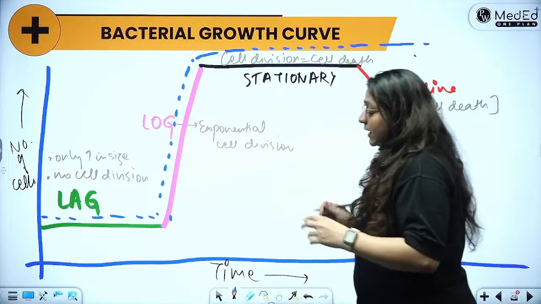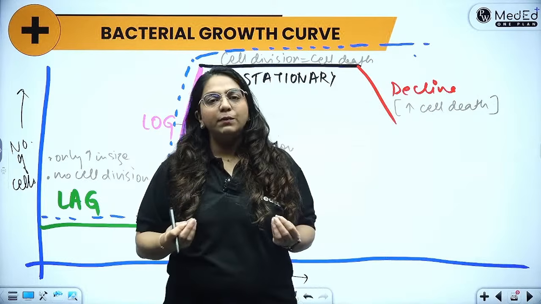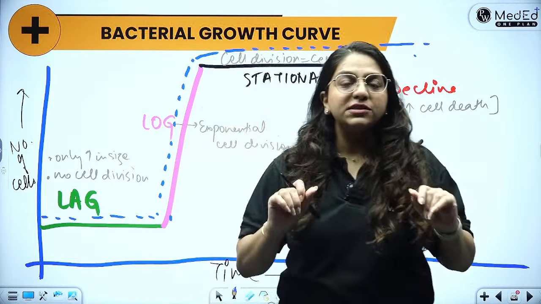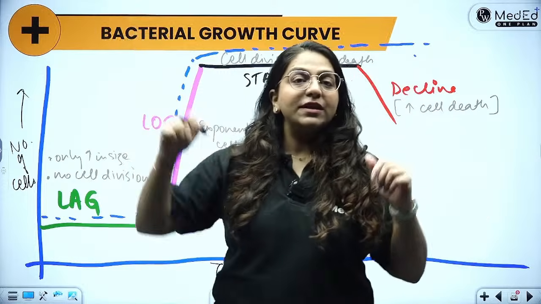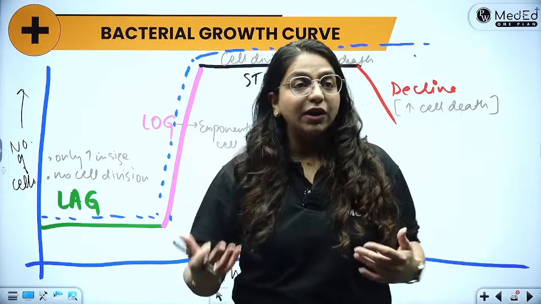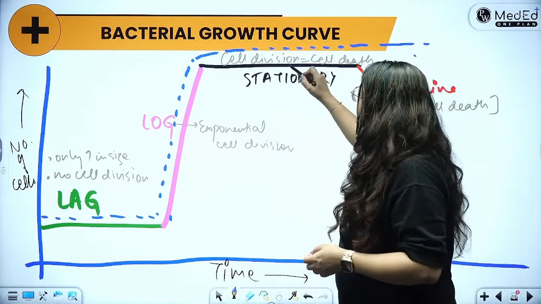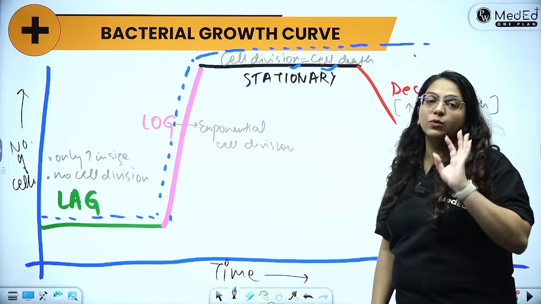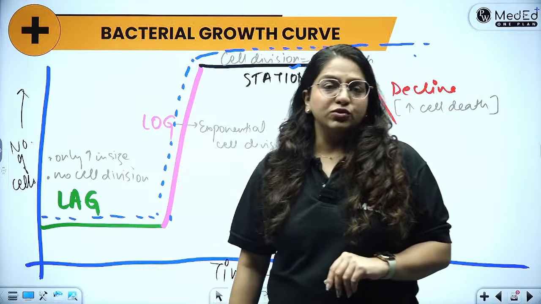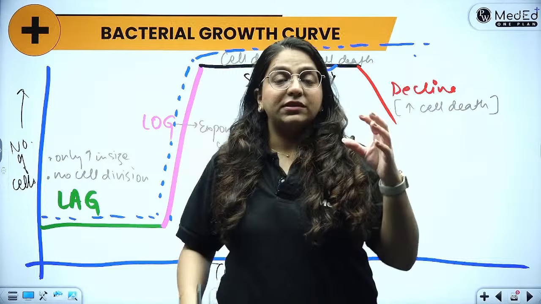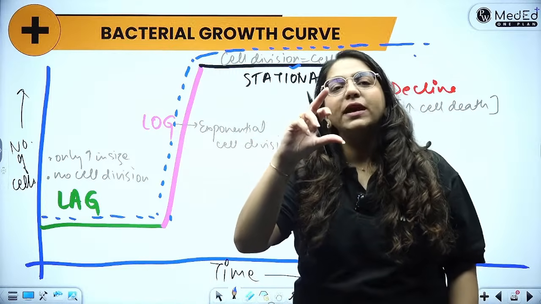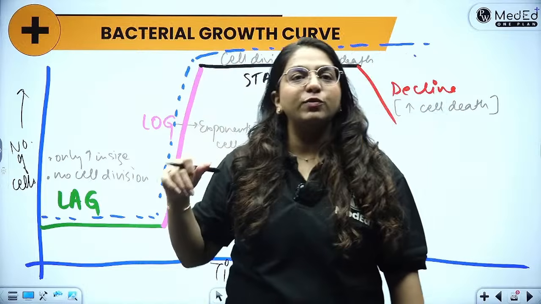Now, a time will come when nutrition will start depleting, because in that test tube the amount of broth that I had added was fixed, but the bacteria are multiplying and the population is increasing. So now nutrition will start falling, so death will start to occur. Over here the cell division and the number of cell deaths is equal. So if 10 bacteria are dying, 10 new are getting produced. But those cells which are dying are also inside the test tube only. It's not that after dying, the bacteria will leave the test tube and go outside.